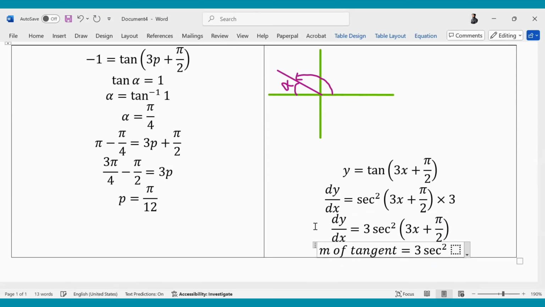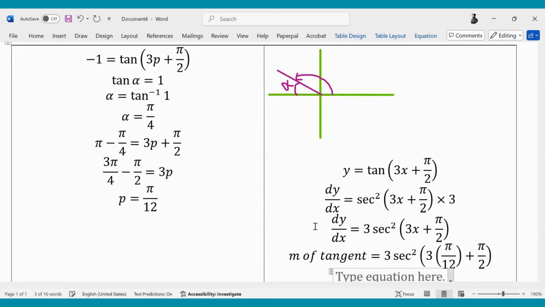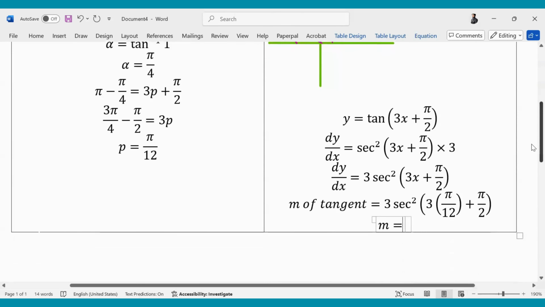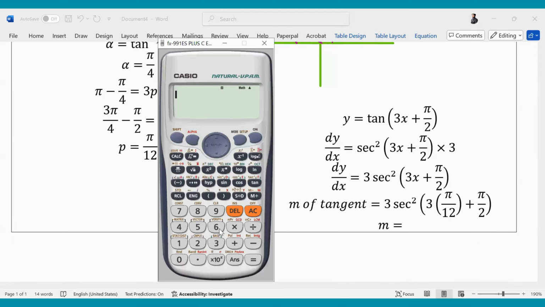3 sec square(3 into pi by 12 plus pi by 2). How do I put sec square? There is no sec square on the calculator. So it is 1 upon cos square. How will we do it in the calculator? Let's see this. First, 3 upon, you put a bracket first for cos of 3 times pi by 12, which is pi by 4. I'm directly writing it as pi by 4. First make sure your calculator is in radians. Pi by 4 plus pi by 2.